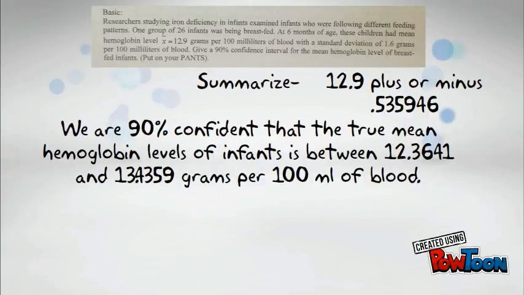In summary, we are 90% confident that the true mean hemoglobin levels of infants is between 12.3641 and 13.4359 grams per 100 milliliters of blood.